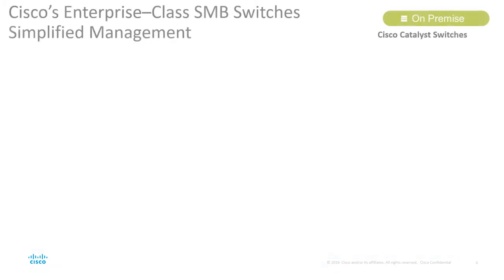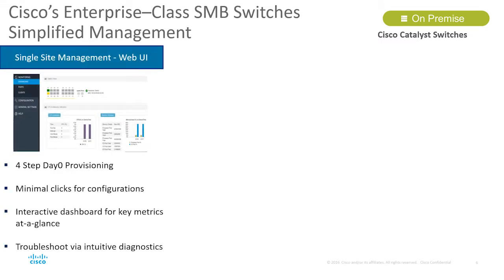The family of Cisco Catalyst Enterprise Class SMB switches also provide comprehensive management features. For example, the Cisco Catalyst 2960L series switches offer a web UI, which allows for easy and quick installation, configuration, management, and monitoring of the switch. This web UI provides 4-step day 0 provisioning, minimal clicks for configurations, interactive dashboard for key metrics at a glance, and the ability to troubleshoot via intuitive diagnostics.